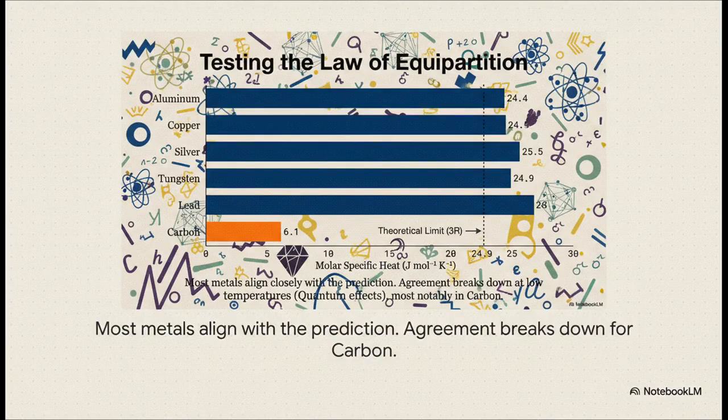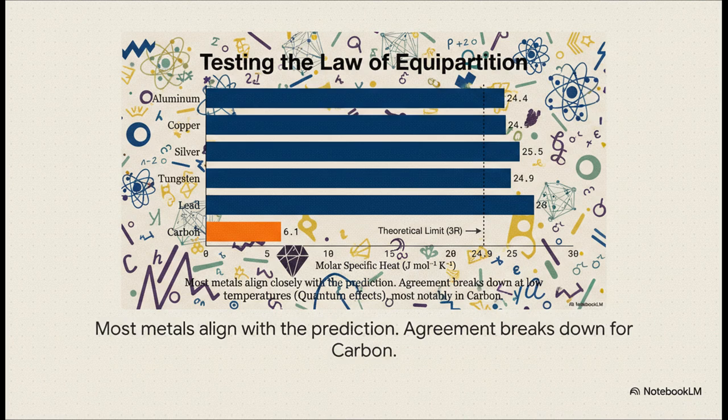And the answer is yeah, it works incredibly well. Just look at this data. You've got aluminum, copper, silver, tungsten. They're all packed right up against that predicted limit of 24.9. For most metals at room temperature, the simple model is spot on. But then, you see carbon, way down there at 6.1.